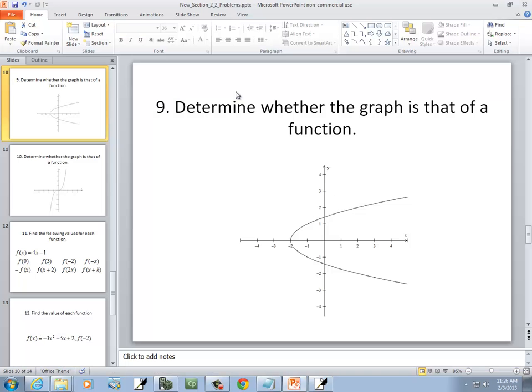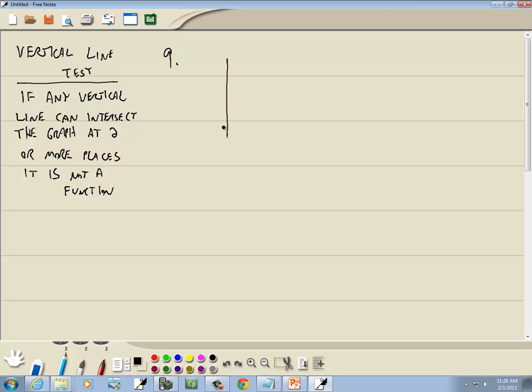Okay, so in our 9th example here, we have this picture, more or less. Now the question is, can I draw a vertical line that can intersect at 2 or more places? Well, I can draw one right here. That would definitely intersect at 2 places. So since I can draw such a line, this is not a function.